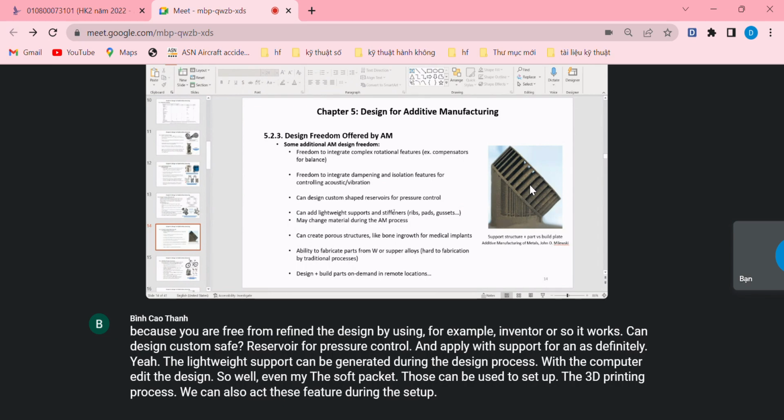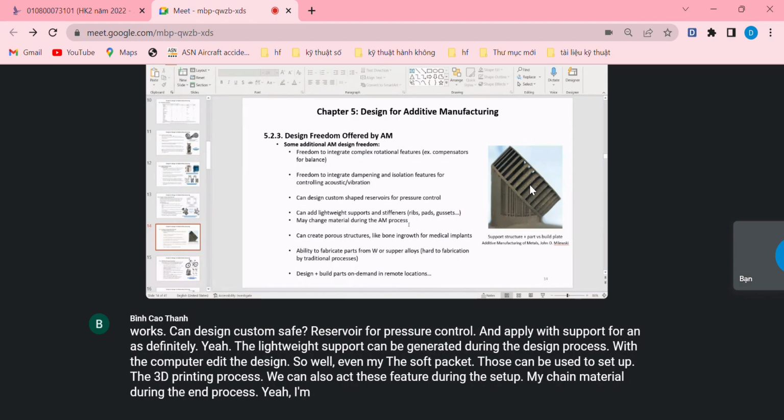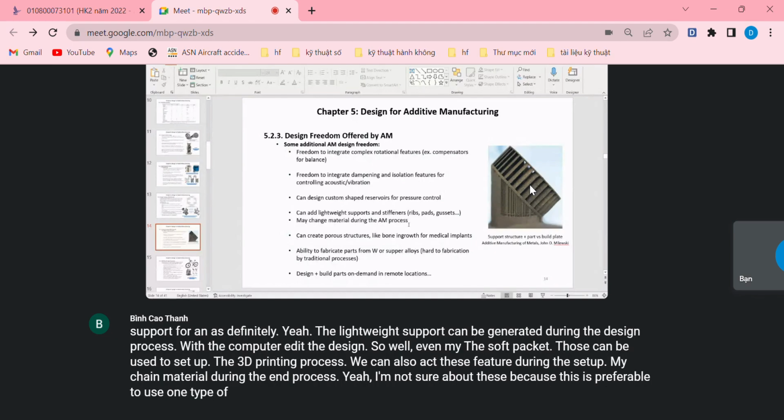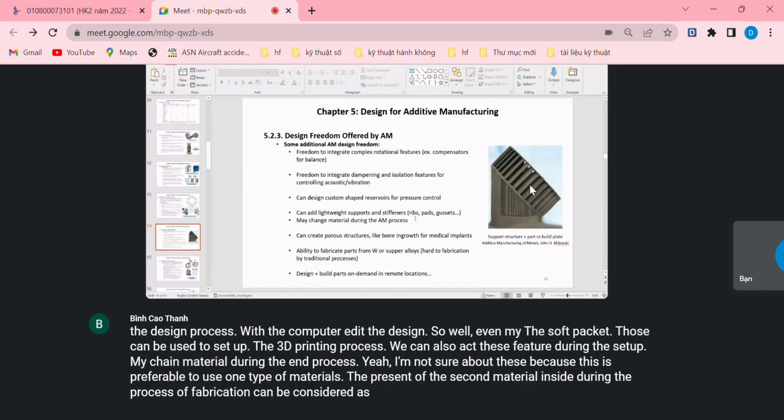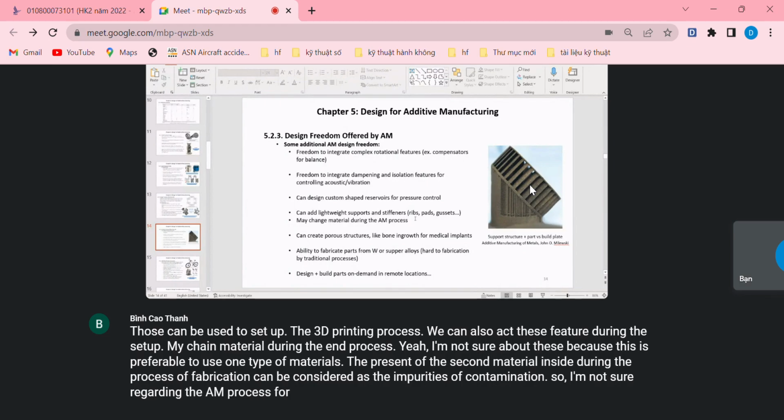May change material during the AM process. I'm not sure about this because it is preferable to use one type of materials. The presence of a second material during the process of fabrication can be considered as impurities or contamination. So I'm not sure regarding the AM process for printing out metallic parts.